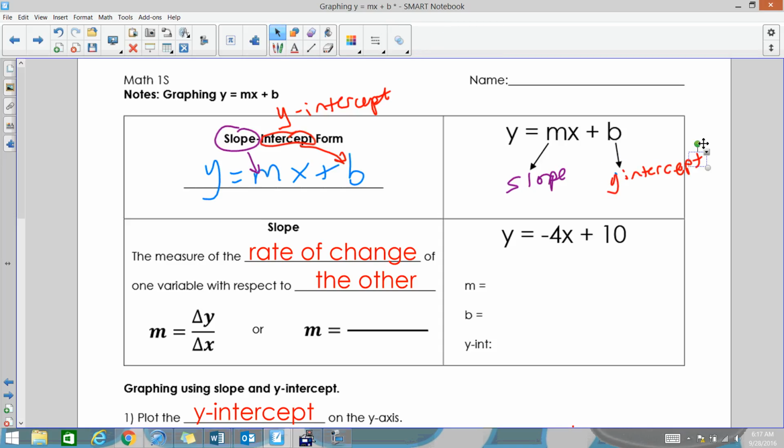Now, a y-intercept. So just so you know and kind of see this, if I had a graph like this, this line right here is called the x-axis. And this line right here that goes up and down is called the y-axis. Any point that is on this line is called a y-intercept.